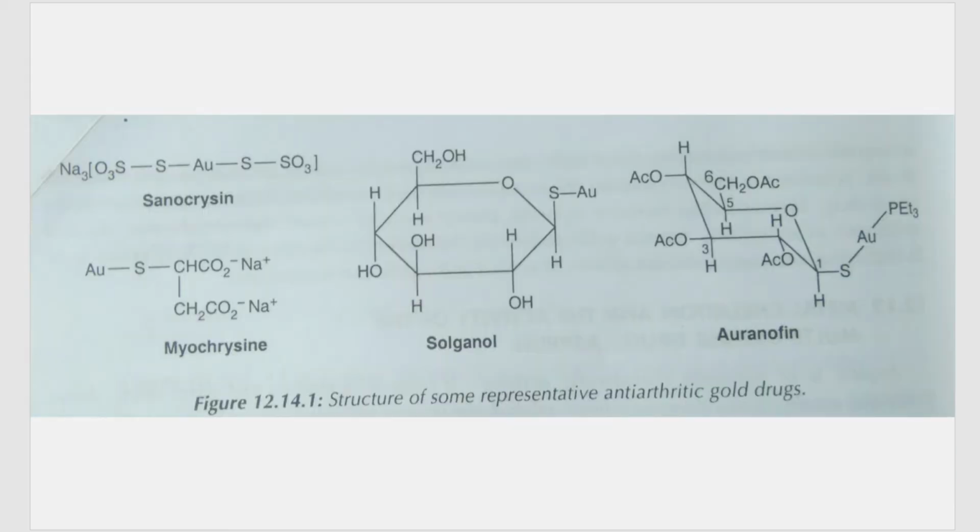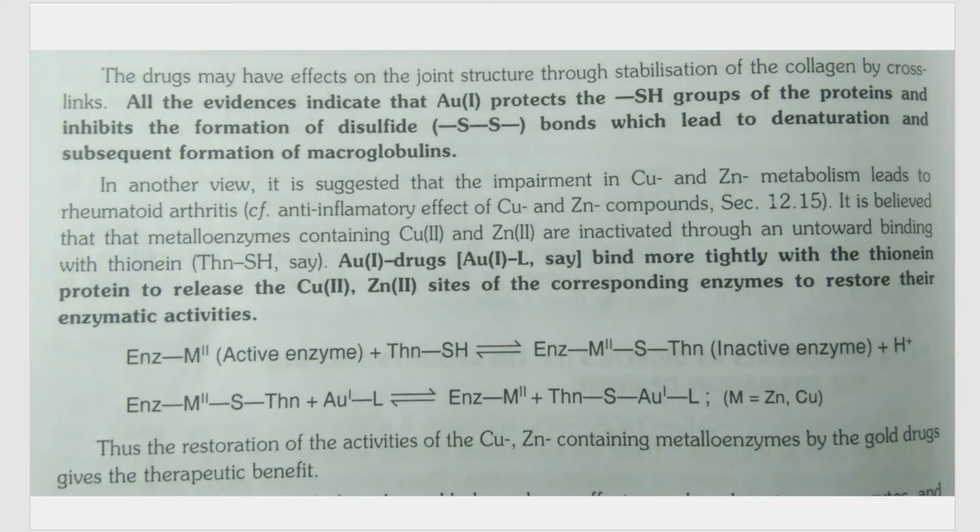These are some of the structures of the gold drugs, that is sanochrysine, myochrysine, solganol, etc. You need to know at least three of them, to draw the structures of some of the gold drugs.